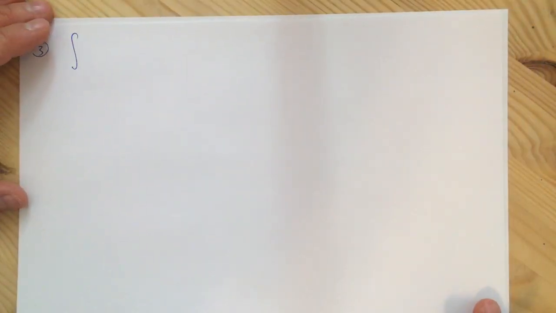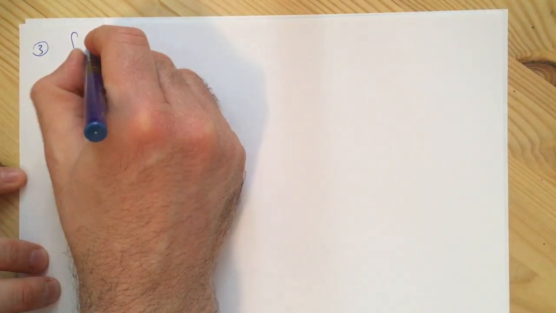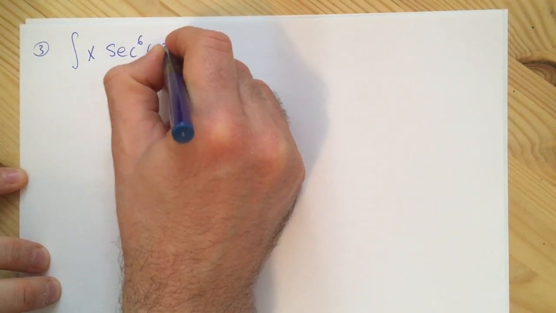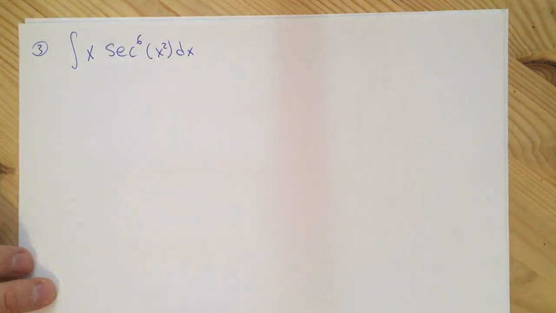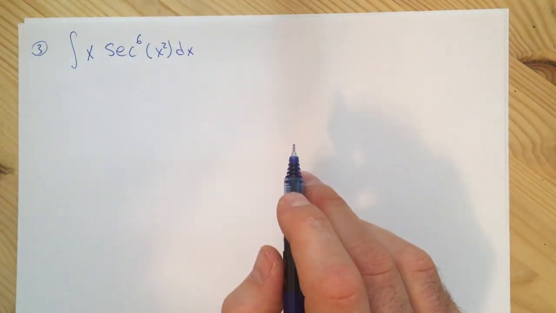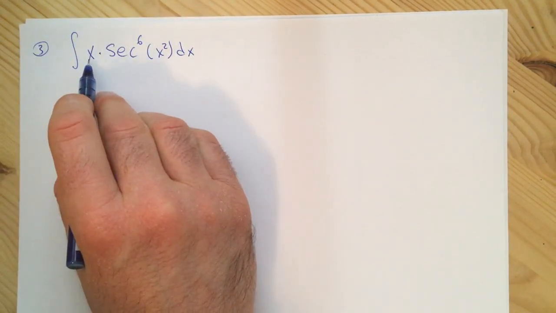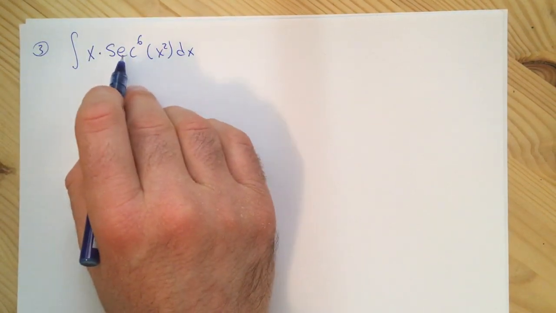Problem 3. Integral of x times secant to power 6 of x squared dx. Okay, so here obviously I have a product between x and this trigonometric function.